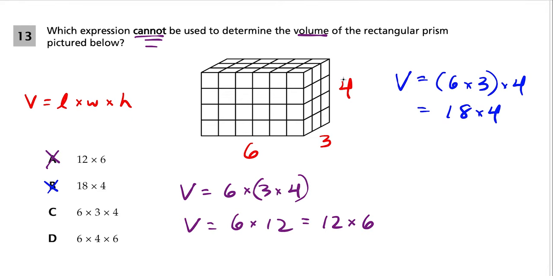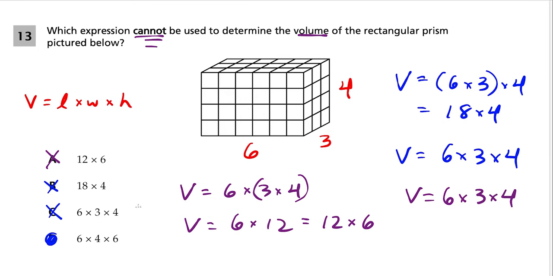Now 6 times 3 times 4 is us just writing the volume out without any parentheses. So this is out. So just by process of elimination, choice D has to be our answer. But let's see what the problem with that is: our volume is equal to 6 times 3 times 4. So why can't this be true? Why can't it be this?